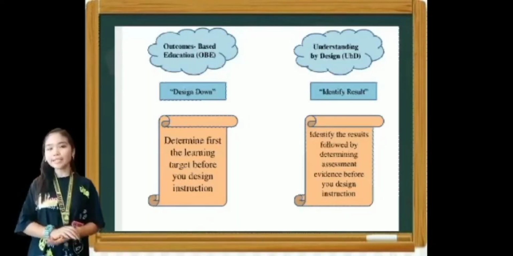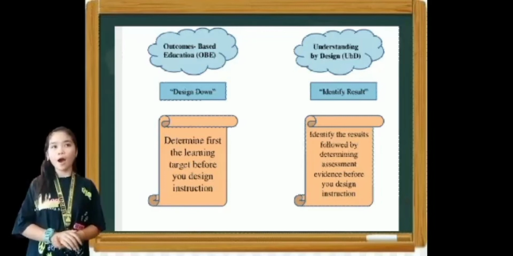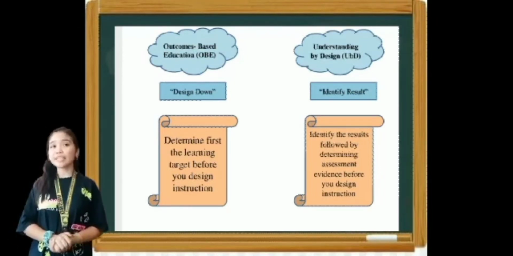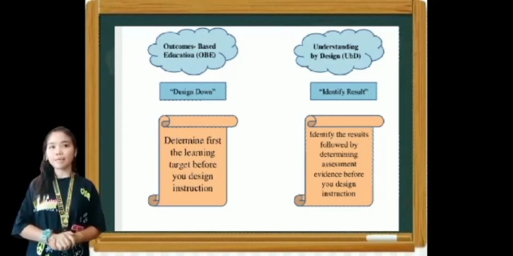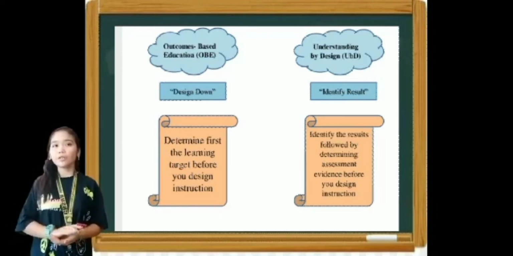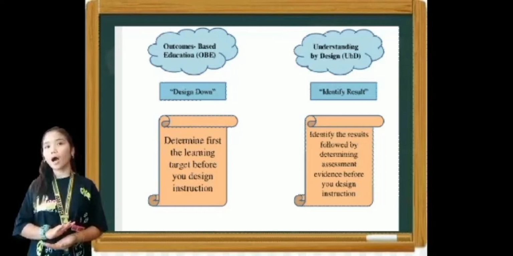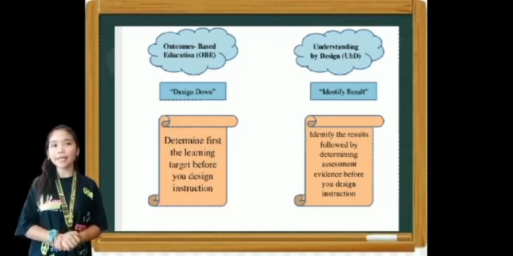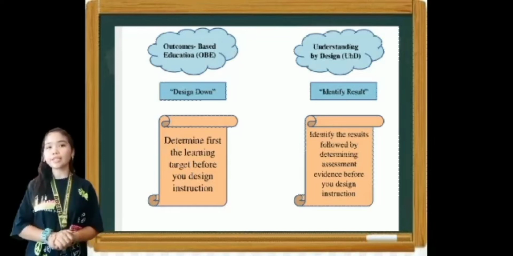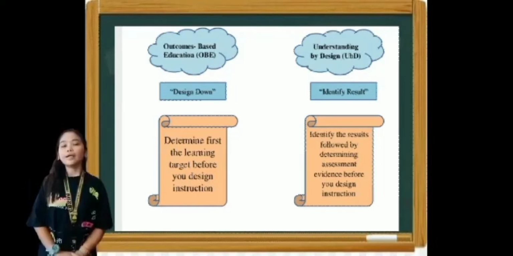Outcome-based and understanding by design. One of the features of outcome-based education is design down. Understanding by design, also known as UBD, is a backward design. Like outcome-based education, the first step in understanding by design is to identify the result, followed by determining assessment evidence.